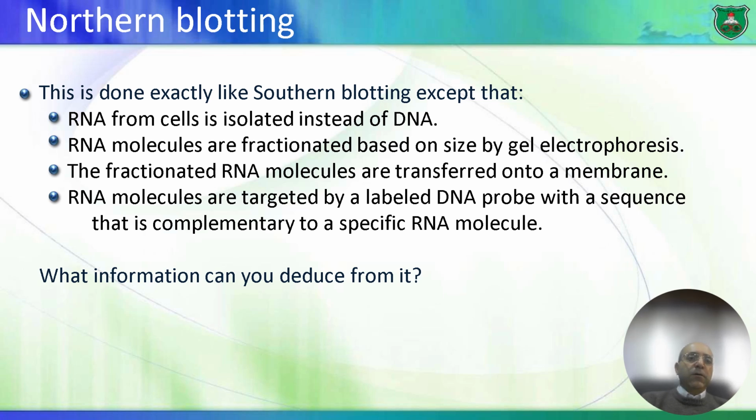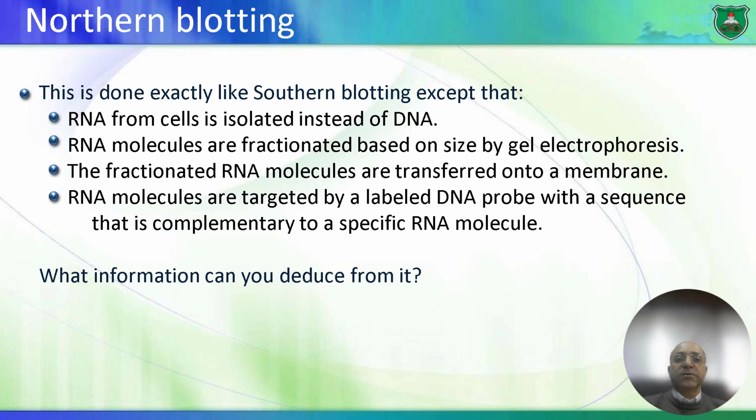So basically, this is done exactly the same way as southern blotting, except that instead of isolating DNA and analyzing DNA, here we're talking about isolation of RNA molecules and analyzing these molecules. Once isolated from samples, the RNA molecules are then fractionated. They are separated according to size using gel electrophoresis.